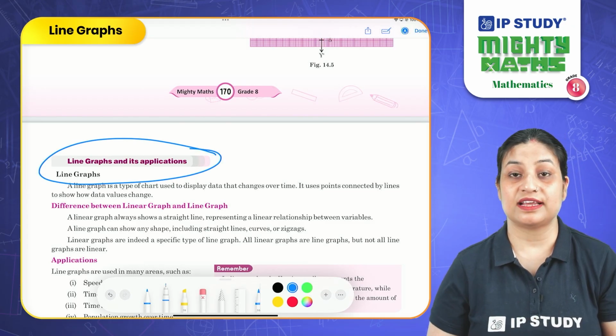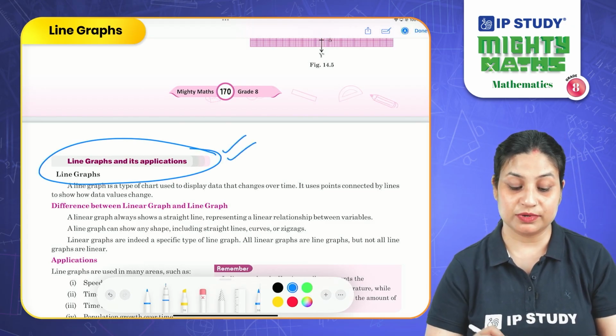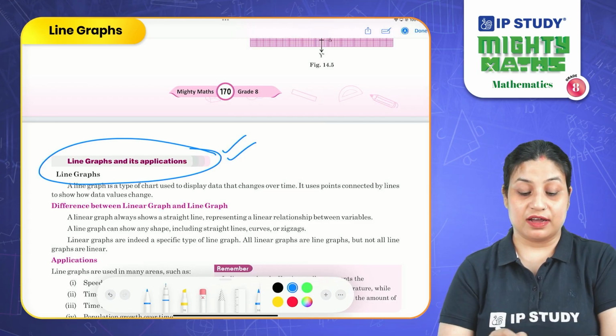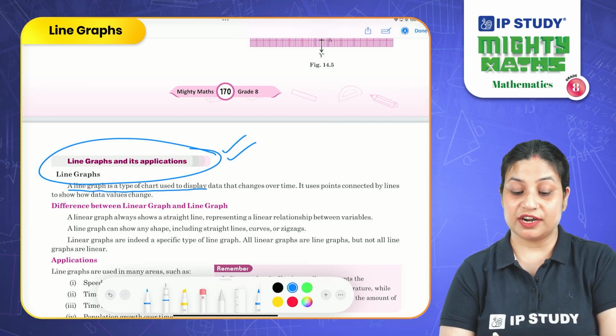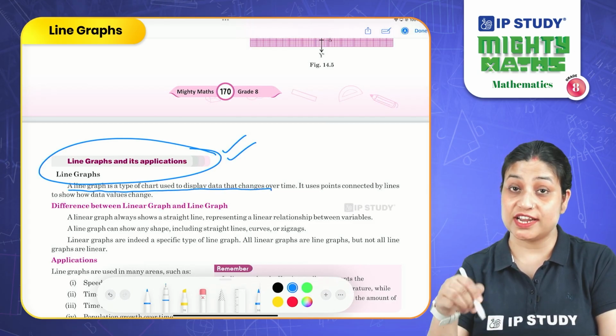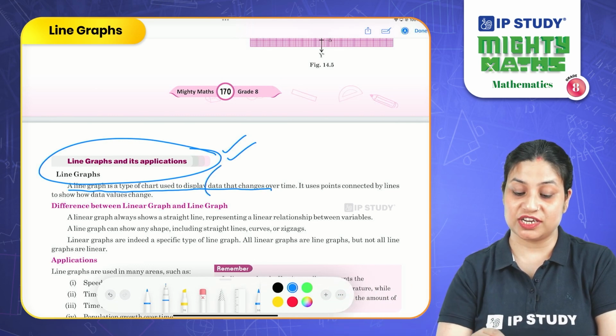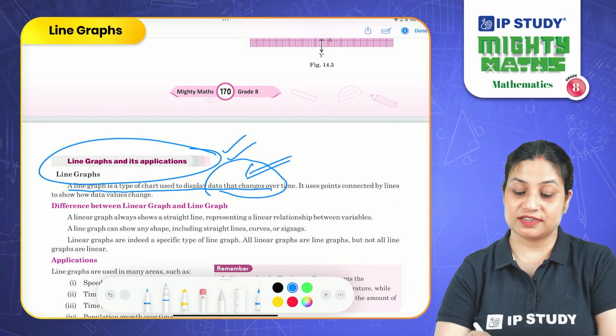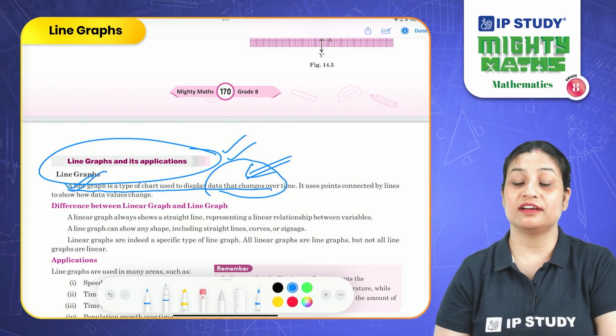line graphs and their application. This is very important, student. So let's discuss this. So what is a line graph? A line graph is a typical chart used to display data that changes over time. It keeps on changing over time. This is very important. So particularly for this reason, we are dealing with line graphs.